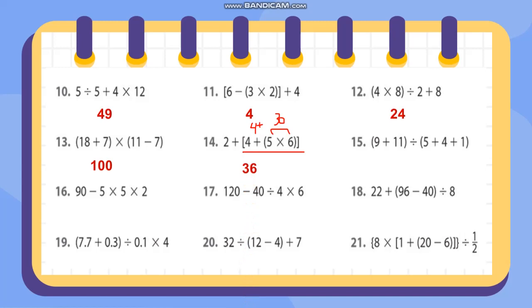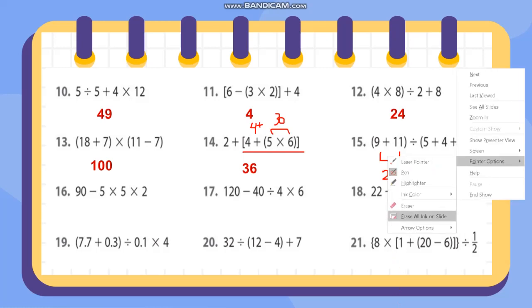Next, 9 plus 11 divided by 5 plus 4 plus 1. So we need to add 9 plus 11, which is equivalent to 20. Then 5 plus 4 plus 1 is equivalent to 10. So 20 divided by 10 is equivalent to 2.